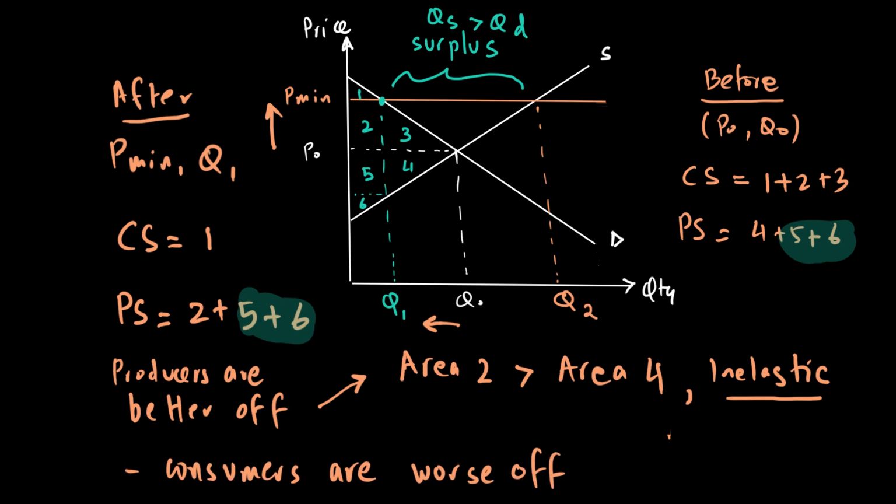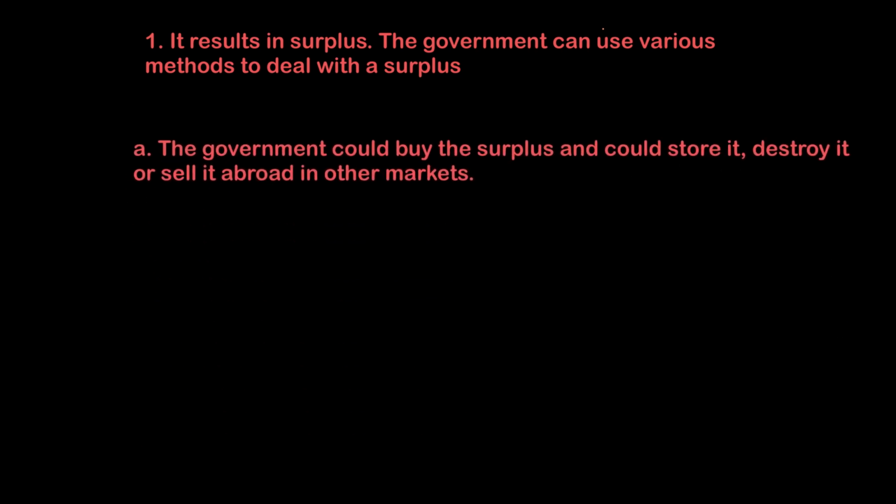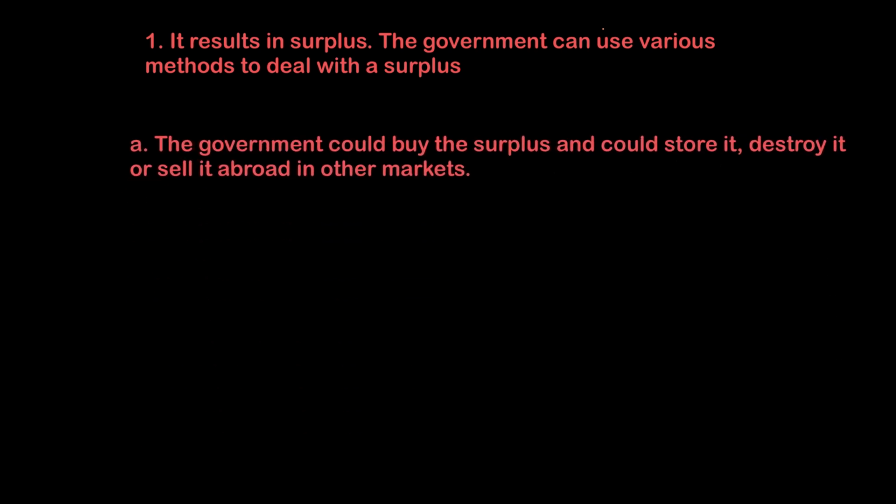So other than making consumers worse off, there are many other problems of minimum price which we would like to discuss. The first problem it results in is that it causes what we call a surplus. As you can see from the diagram, the surplus here is Q2 minus Q1. Now, how does the government deal with the surplus? Because now when you have a surplus or unsold stock, producers will be very worried. So one of the ways the government could deal with the surplus is simply that the government could buy the surplus and store it.